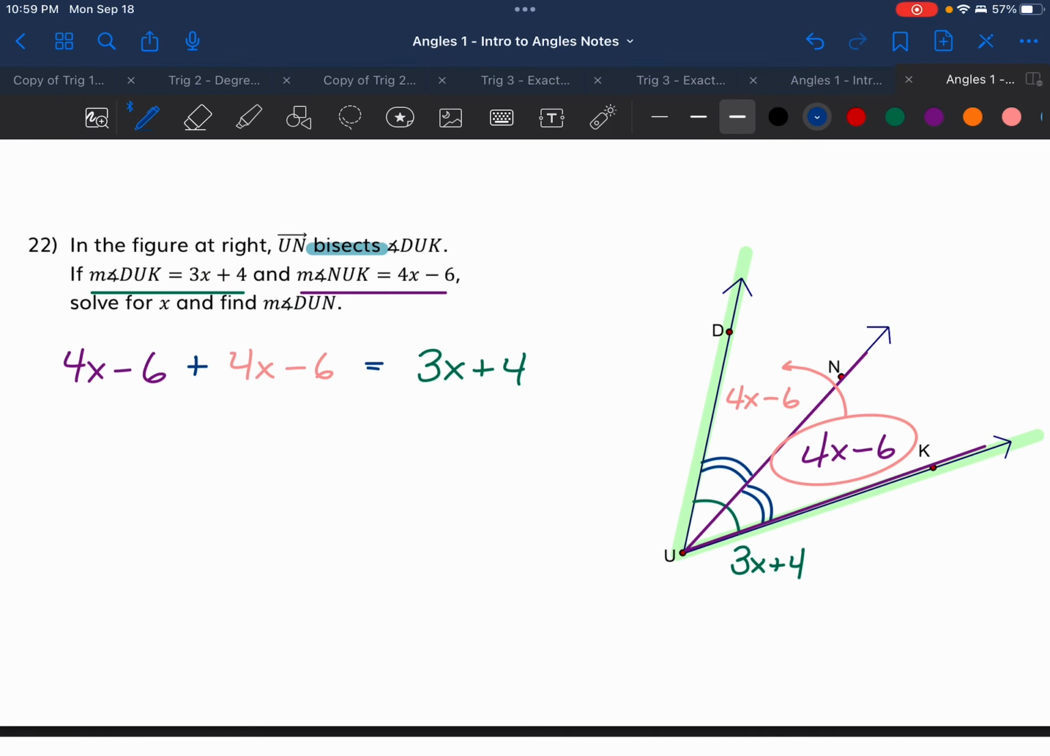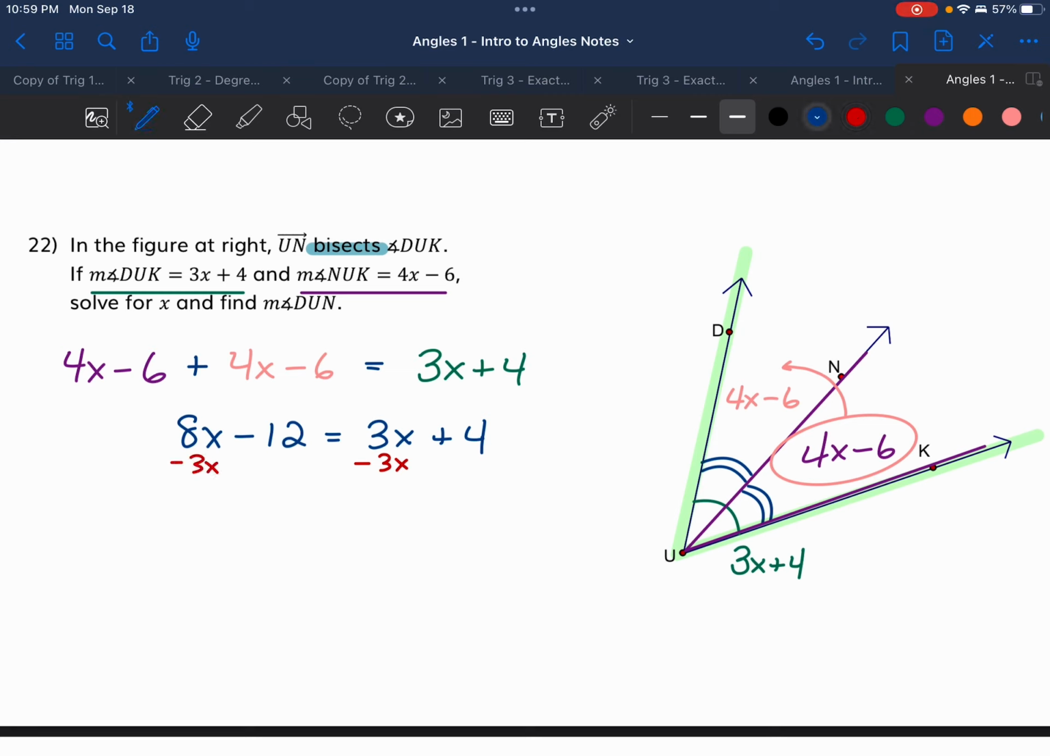Once you have that, this becomes just the same kind of question we saw in number 20. It was two angles added together equals 180. Now it's two angles added together equals 3x plus 4. Doesn't change how we do it by combining like terms. It's just, okay, we'll have an extra algebra step here because now we've got to move the x's all to the same side before we do anything else.